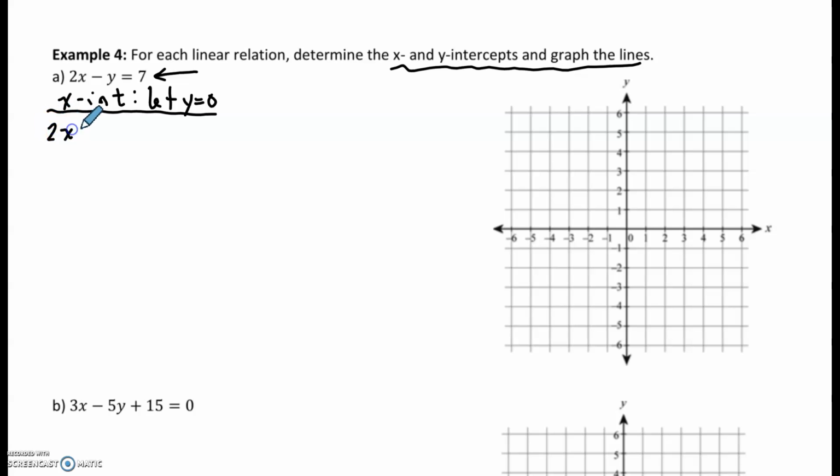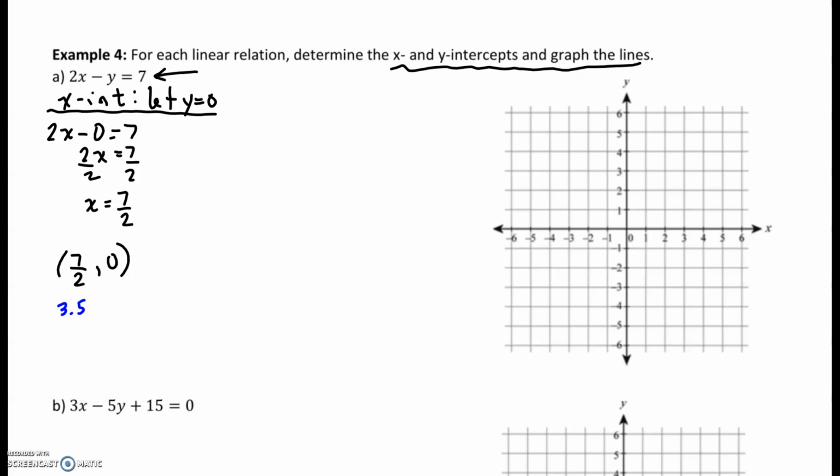So it'll be 2x minus 0 equals 7. That means I'm left with 2x equals 7, and then I'll divide both sides by 2. So x equals 7 over 2. And I can write that as an ordered pair. So when x is 7 over 2, y is 0. And that's a point I'm going to plot. And now obviously plotting 7 halves is a little bit difficult, so we'll just change that to 3.5 when we go ahead and graph.